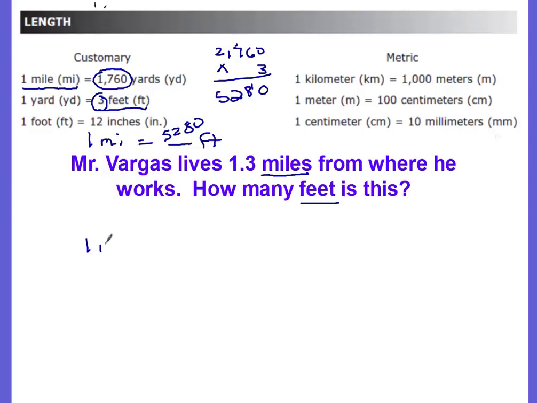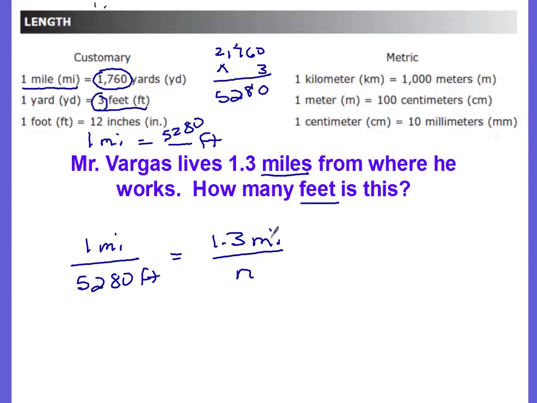So 1 mile and 5,280 feet. Now that we've done that, we go back to what we did in part 1. We can set up the proportion. We're given in our problem 1.3 miles, so the miles goes on the top, 1.3 miles. And we're looking for the number of feet. This is our unknown. We'll use the variable n.